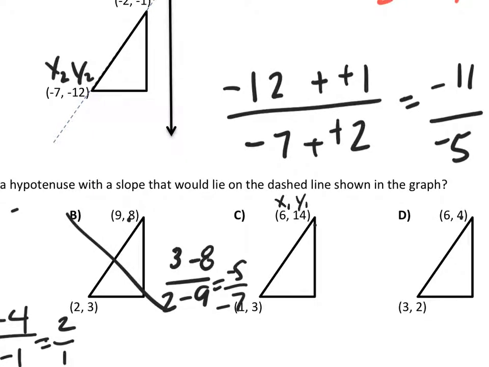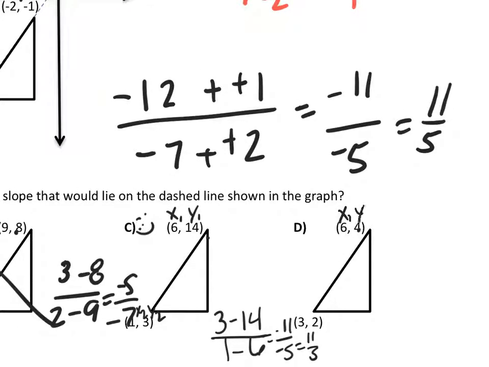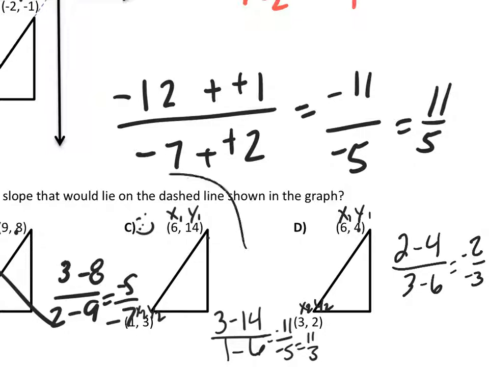Okay? I'm not labeling the points. Why aren't they minus? Because it's always minus in your x2, y2. So 3 minus 14. And then 1 minus 6. That's negative 11 over negative 5, which equals 11 over 5. That sure looks like what I got up in the top, right? And then my last one is x1, y1, x2, y2. 2 minus 4. We clearly know that's not going to be it. And then 3 minus 6 is going to be negative 2 over negative 3. So my answer choice is going to be C. Okay, that is 4-1 coming right back at us.